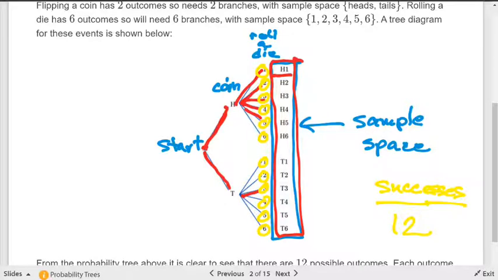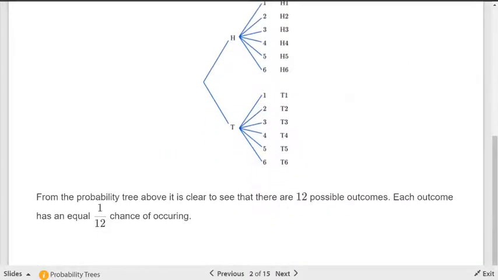Okay, so the number of successes out of the total number of outcomes, and the total number of outcomes is always going to be the total number of what? Branches at the end. Okay, looks good. Okay, I'm about to remove the writing. Everybody okay with that? You got everything you want written down? Okay. All right.